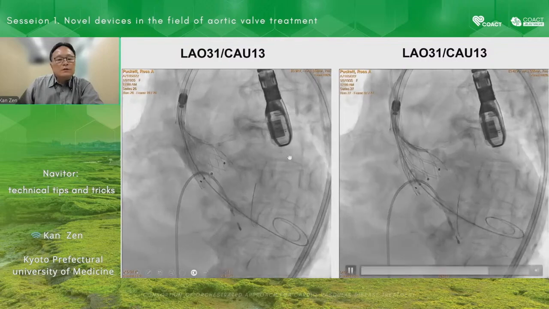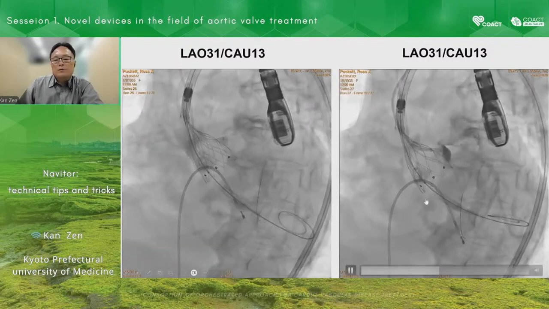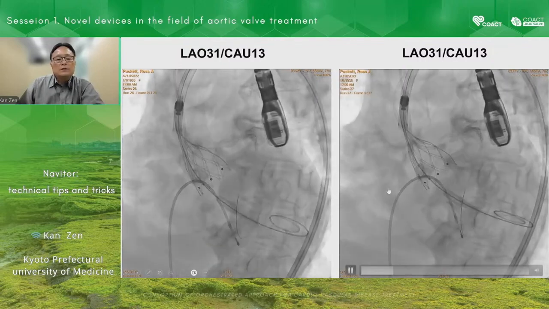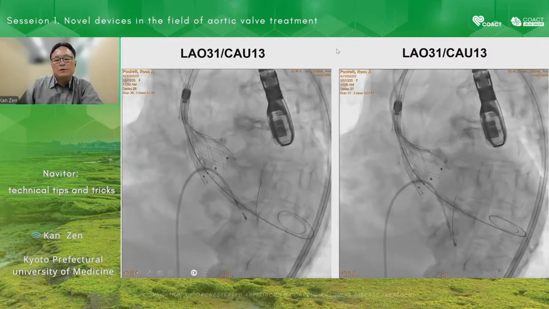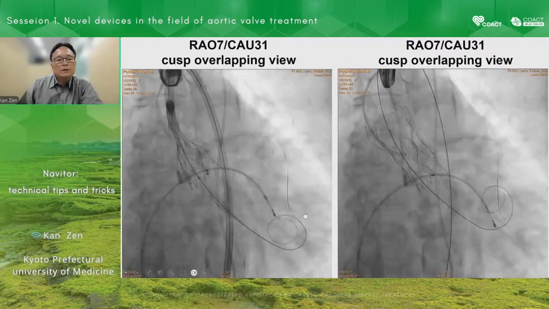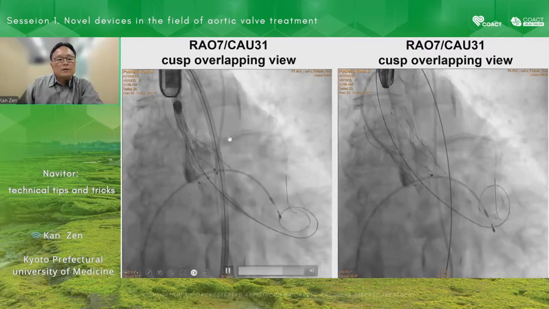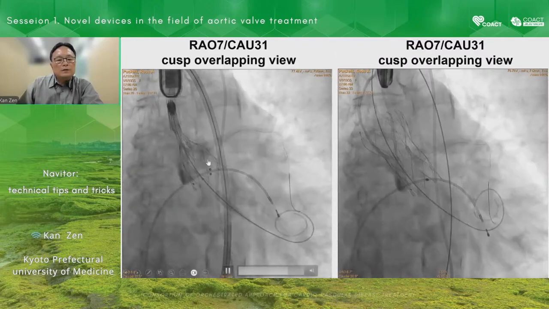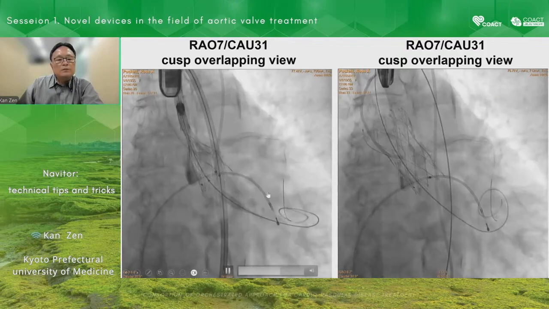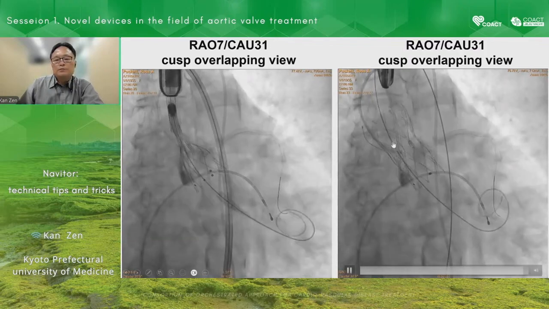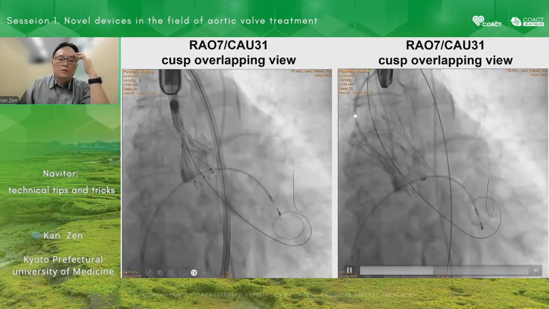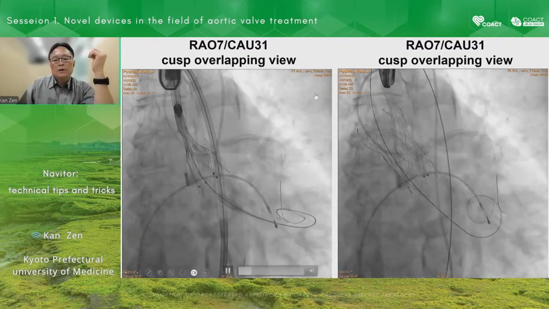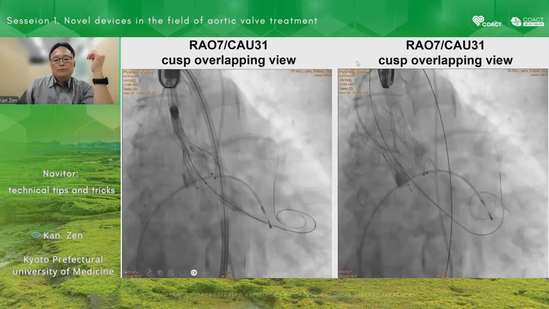This is just to check the point of no return. As you can see in this movie, it looks good on both sides, NCC and RCC. The cusp overlapping view also looks good. And I slowly open the valve. The valve was completely and safely opened.